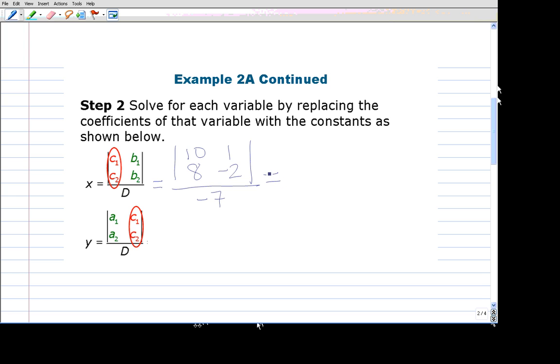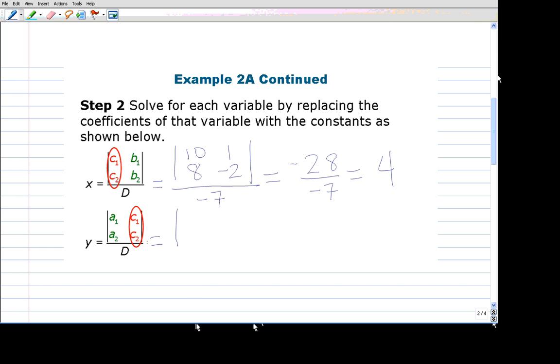So on top, the determinant of this will have -20 minus 8. Well, that's -28 over -7, and that equals 4. Okay, that one's not equal to 0, so let's check the other one and see if that one is equal to 0 or if we get a solution.